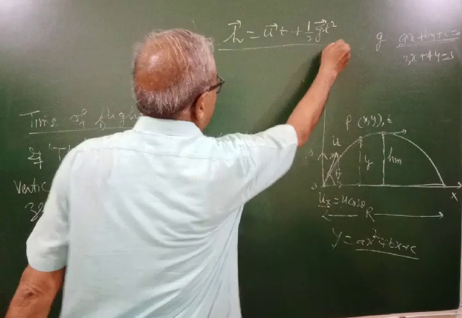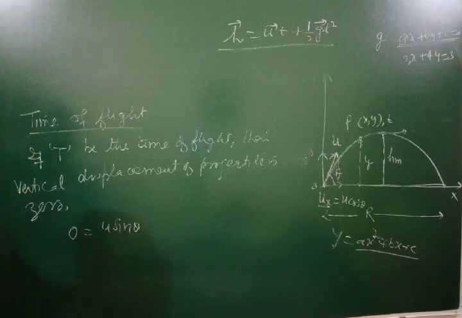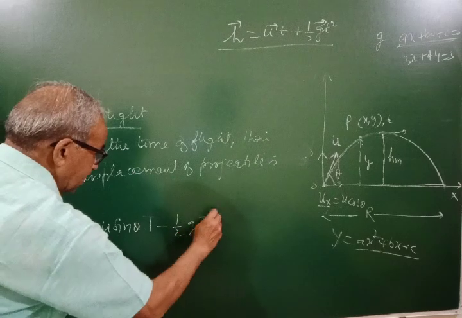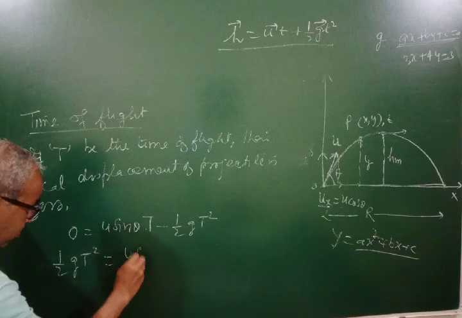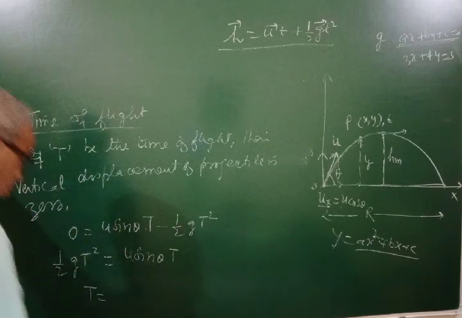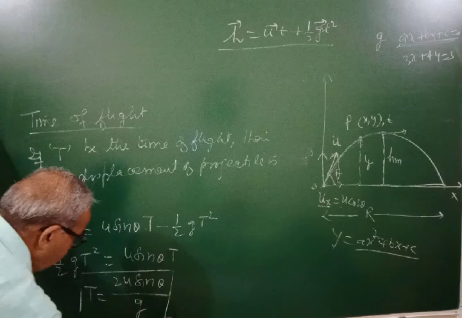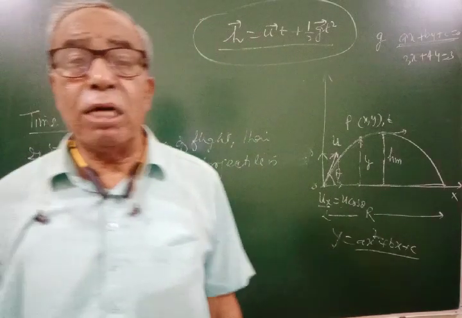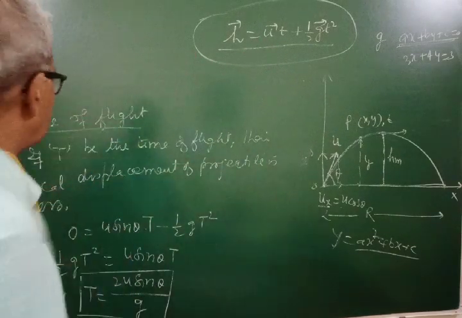So applying this equation, h equal to ut plus half gt square, we get 0 is equal to u sin theta, the component which takes it up and down, into t minus half gt square. From here, half gt square is equal to u sin theta into t, and t equal to 0 also comes from here, and t equal to 2u sin theta upon g. This is the total time of flight. Dear student, try to understand this application. There are many problems which can't be solved easily if we don't know this application. This is a tool for solving problems.